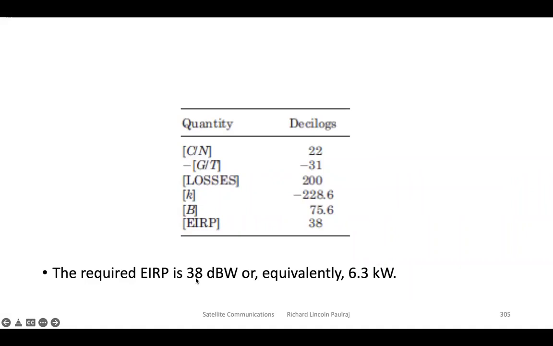Okay. So if we have to do a conversion, it's going to be about 6.3 kilowatts, but I suggest you do not do any conversion. You can just leave it at EIRP is equal to 38 dBW. So that should be fine.